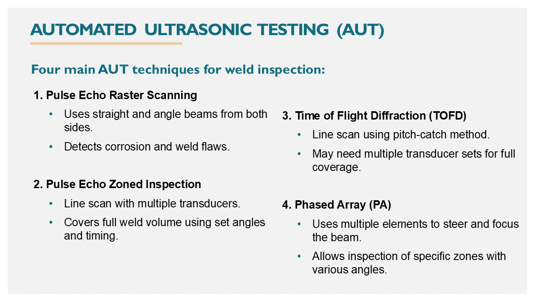Automated ultrasonic testing. Number 2 is pulse echo zoned inspection. It is a line scan with multiple transducers. It covers full weld volume using set angles and timing. Number 3 is time of flight diffraction, commonly called TOFD. It is a line scan using pitch catch method. It may need multiple transducer sets for full coverage. And number 4 is phased array, commonly called PAUT. It uses multiple elements to steer and focus the beam. It allows inspection of specific zones with various angles.